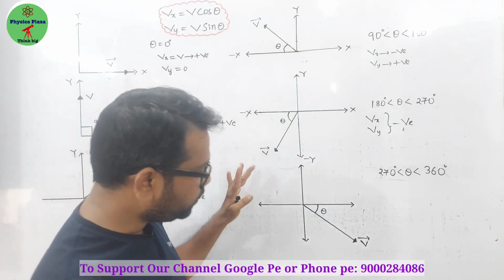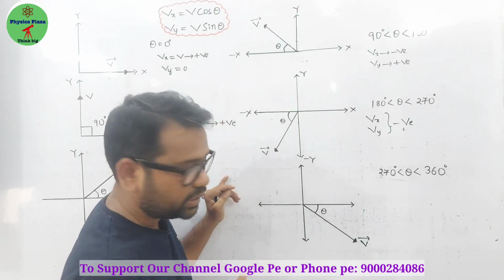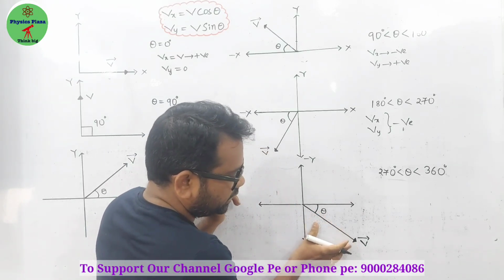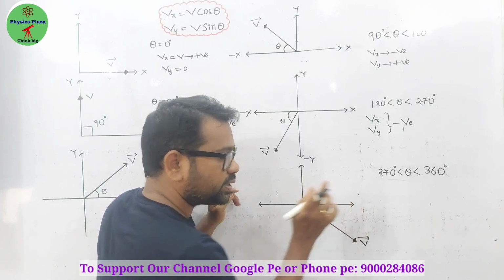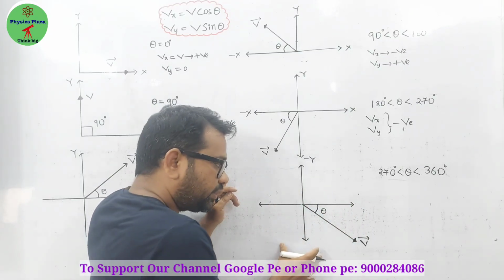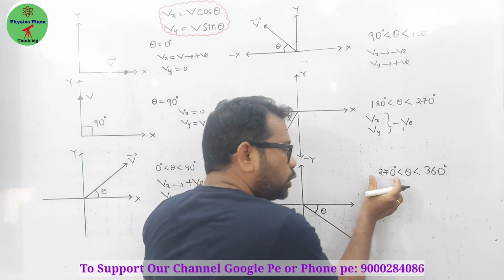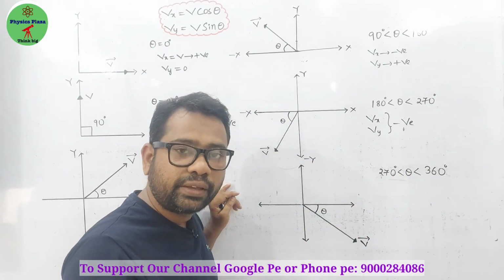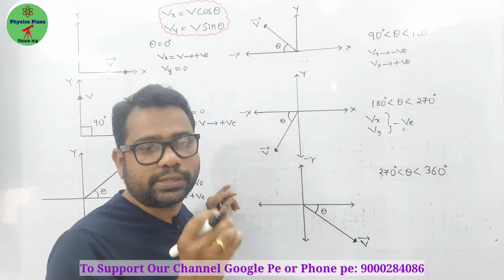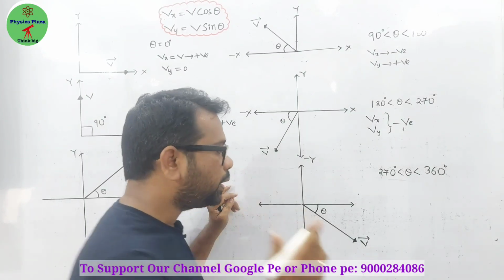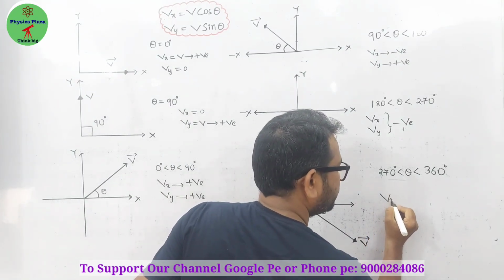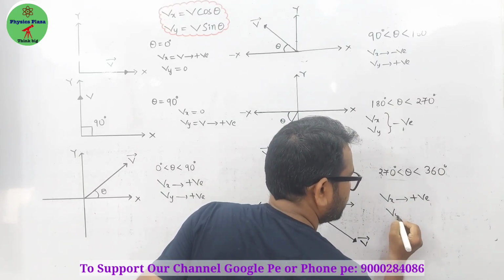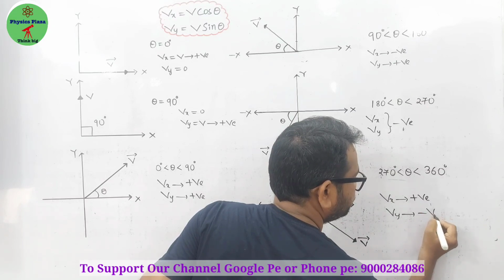Okay, fine. And look here in the fourth quadrant, if you can see, the velocity vector is such that it is making angle theta with the positive x-axis. So in this case, theta is lying between 270 degrees and 360 degrees, right? In this case, both Vx and Vy will have some values, but here Vx, the horizontal component, is positive, and here the vertical component is negative.